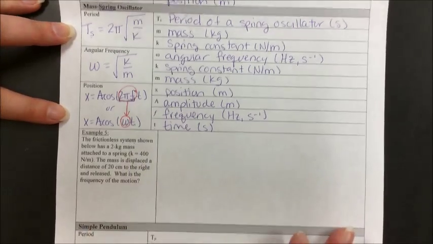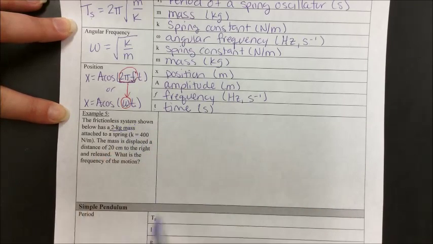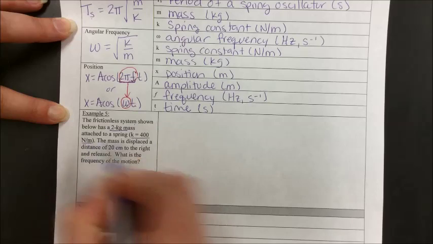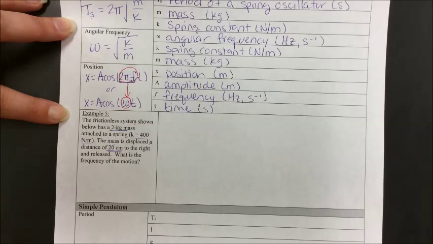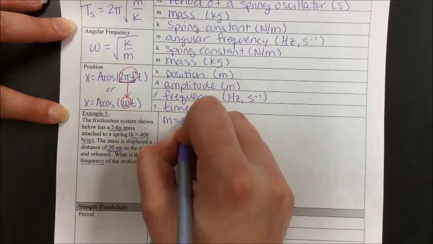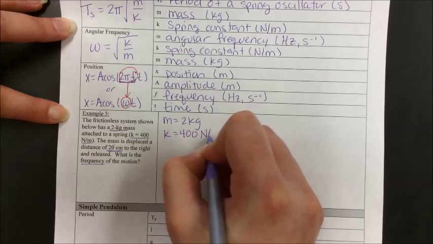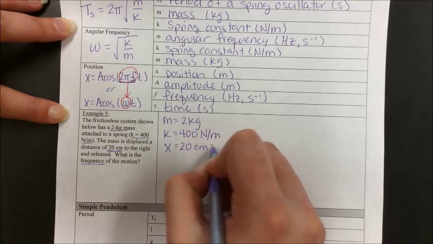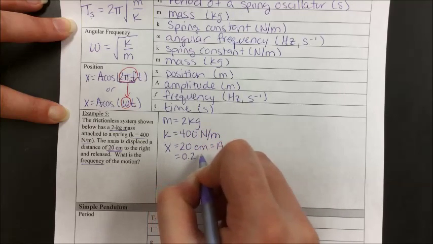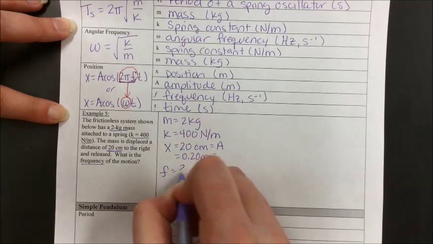Okay, so a frictionless system shown below has a 2 kilogram mass attached to the spring, and it's actually not shown below, sorry about that. And we know that we have our spring constant, and the mass is displaced a distance of 20 centimeters to the right. What is the frequency of the motion? So, write out our knowns and unknowns. We know the mass, we know our spring constant, we know our maximum displacement, and just a reminder, we want to convert that to meters. And we want to know what is the frequency.